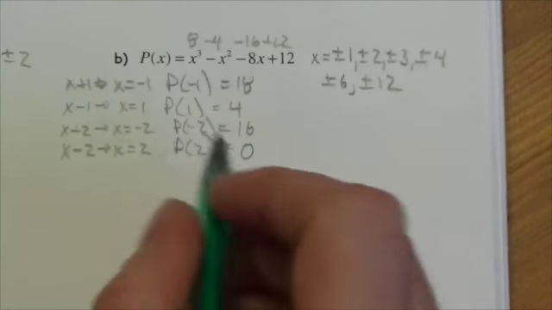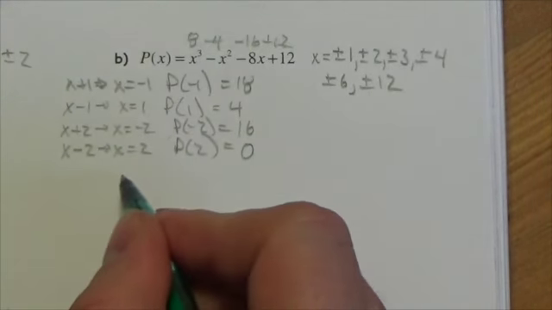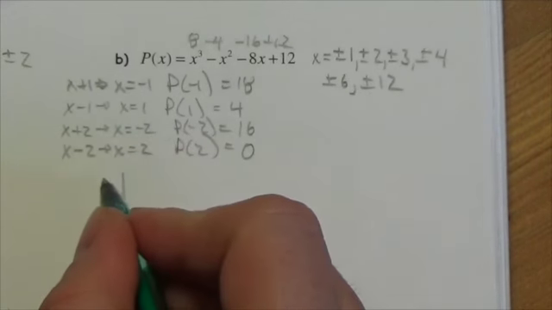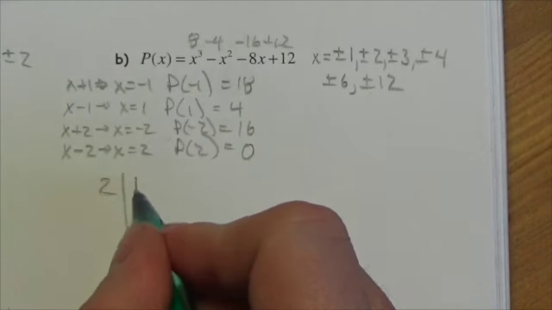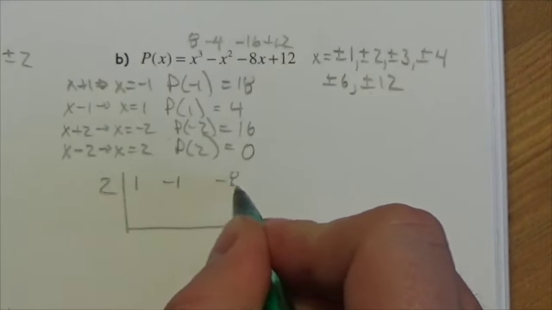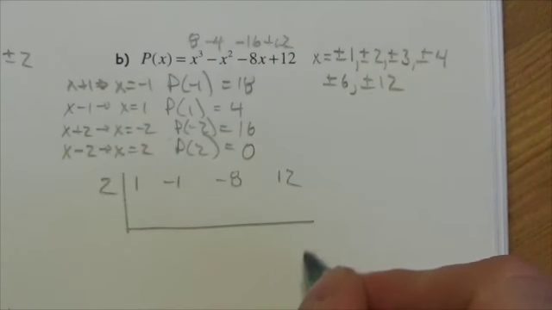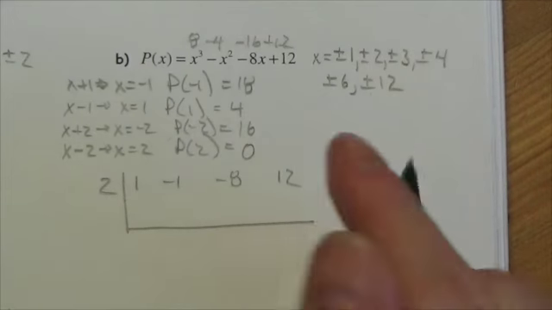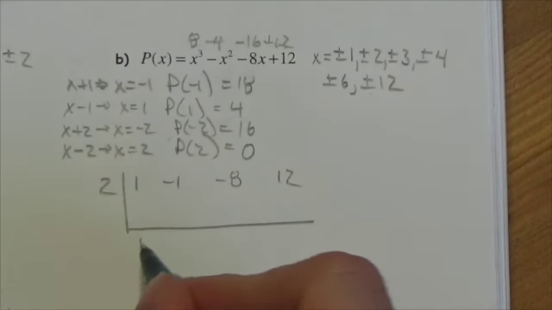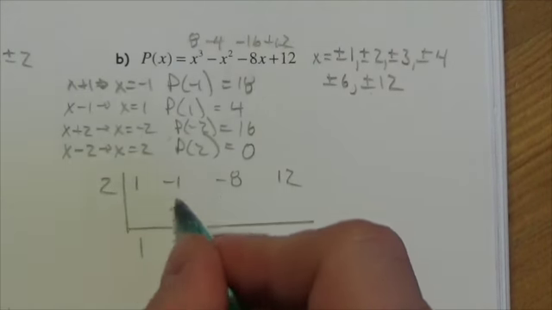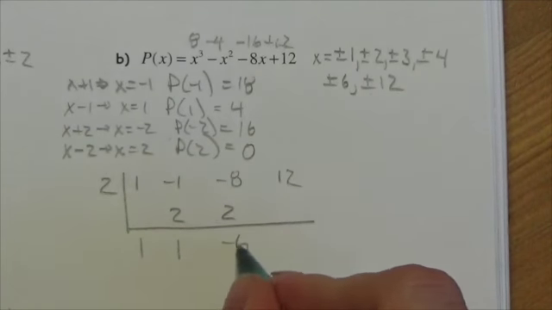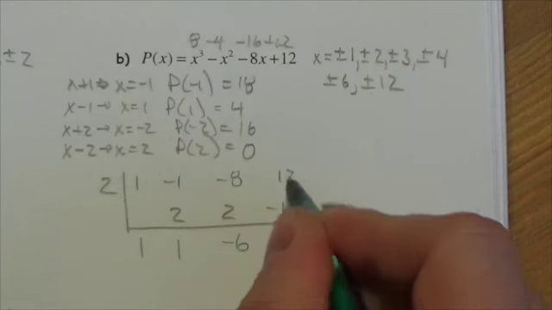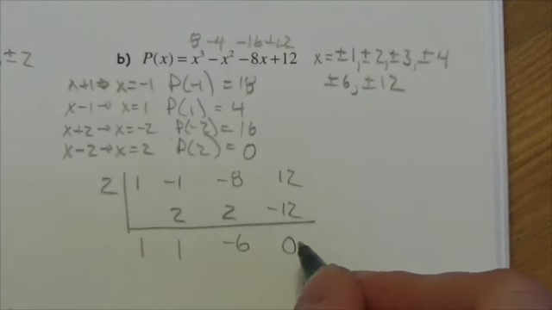Now, I'm going to divide this by using synthetic division. I'll put the 2 out front there. I'll list my coefficients. So 1, minus 1, negative 8, and 12. And I already know that this remainder here should be 0. Should be 0 there. Let's follow it. Put the 1 down. 2 times 1 is 2. Add, and I get 1. 2 times 1 is 2. Add, and I'll get negative 6. 2 times negative 6 is negative 12. Add, and I do in fact get 0.